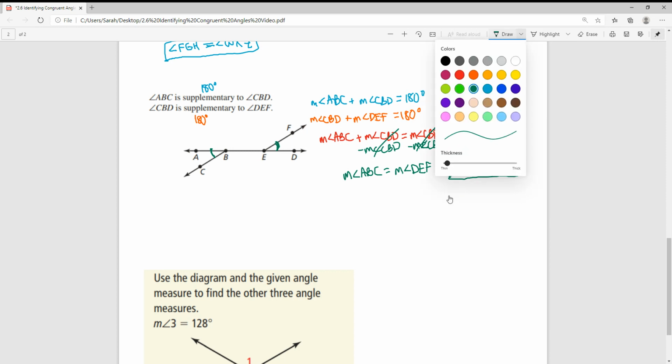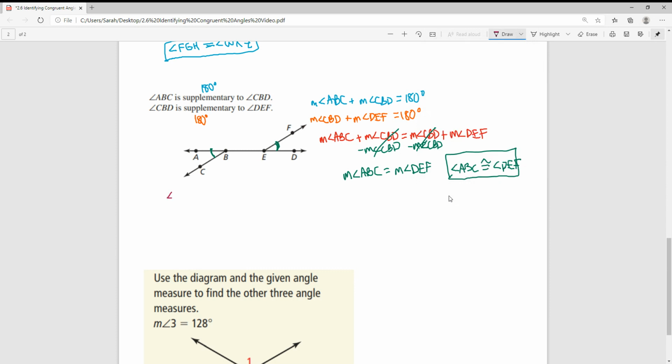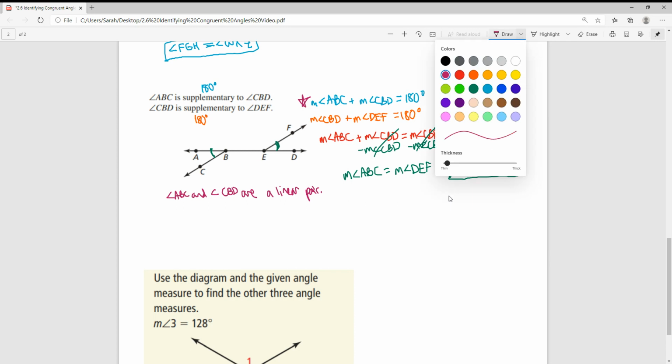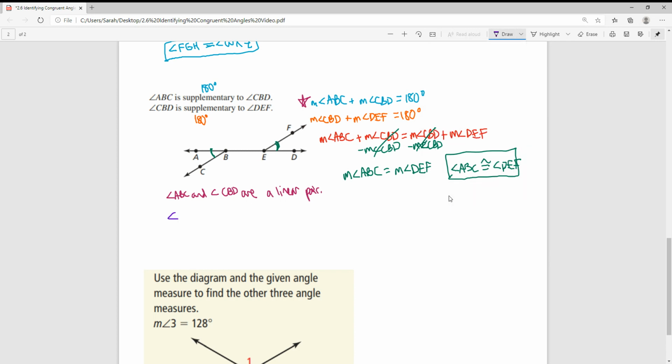Now, what else can we say just by looking at the picture? Well, we can see that angle ABC and angle CBD are a linear pair. Another way of saying that is this top equation here, they're going to add up to 180. Also, by looking at our picture, we can say that angle DEF, this one right here, and angle FEA are going to form a linear pair. I don't have an equation for that, so I'm going to write that one out real quick. Angle DEF measure plus measure angle FEA. Since they're a linear pair, they are supplementary, they add up to 180.